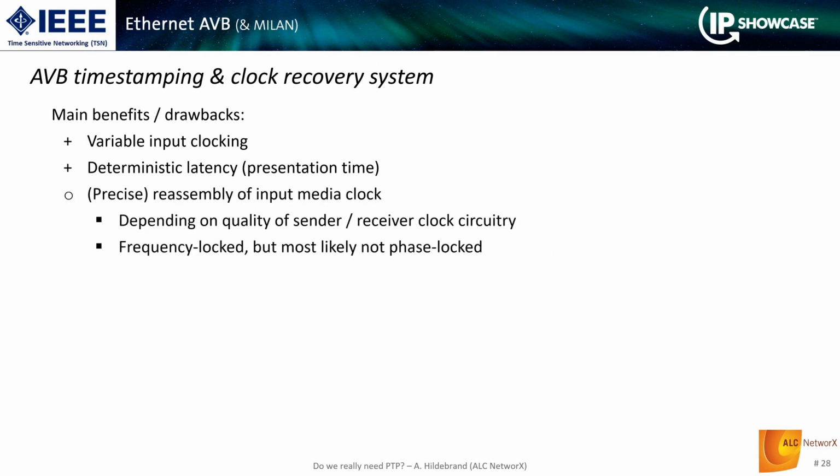But another benefit is that there's a precise reassembly of the input media clock. And of course, that again depends on the precision of the clock circuitry. The whole system from sender to receiver is frequency locked, most likely not phase locked. But that's basically the benefit. But again, since every stream may have its own independent input frequency, I don't have the option to concurrently process independent streams, because any stream has its own media clock deviating from each other, because the talkers, the senders, are free running, unless they have some sort of additional synchronization, right?